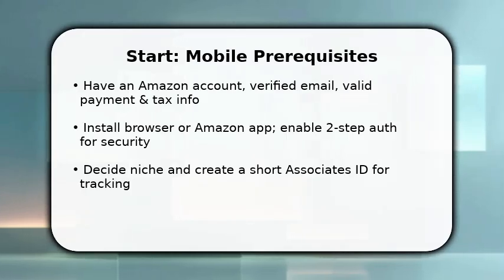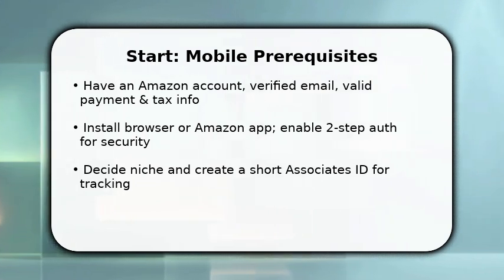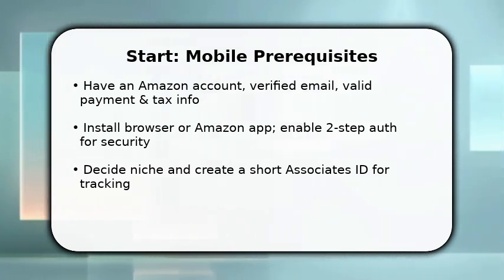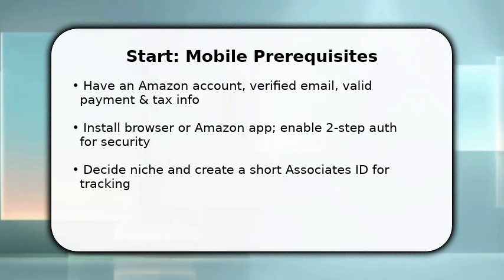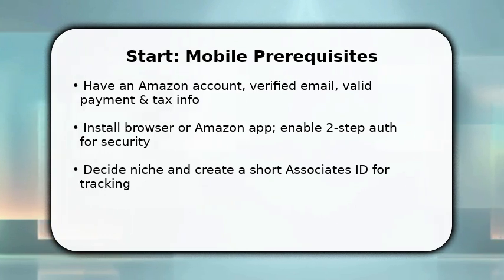You already have essentials: an Amazon account, payment and tax info, and a mobile browser or the app. First, enable two-step verification. It protects earnings. Next, register for Amazon Associates on mobile, create a clear tracking ID tied to your niche, and fill required profile fields. Once done, choose primary promotion channels, social, blog, or video, and prepare a short content plan. Make sure to save login and associates details securely so you can start creating links immediately.